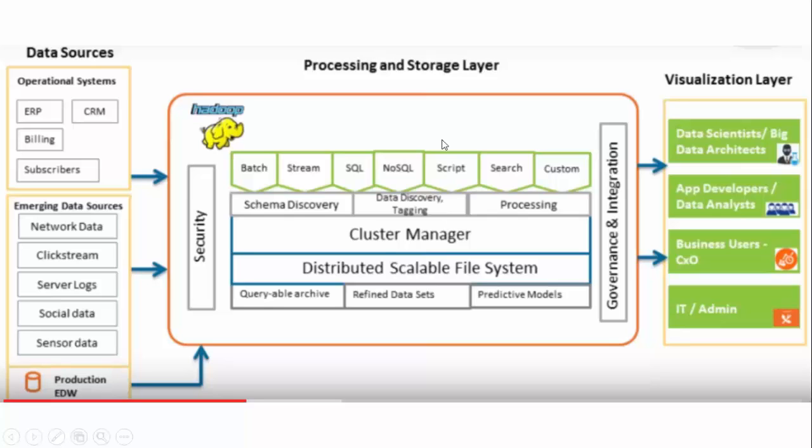Next, in the processing and the storage layer, we have multiple modules. The first one is security. Security is very important for many industries such as healthcare and finance. Security must be provided at three stages. First, when data is ingested into the data lake. Next, when data is stored into the data lake. And lastly, when data comes out of the data lake.